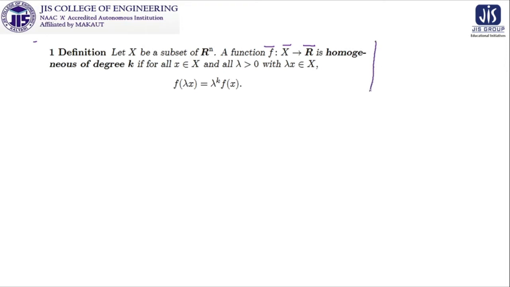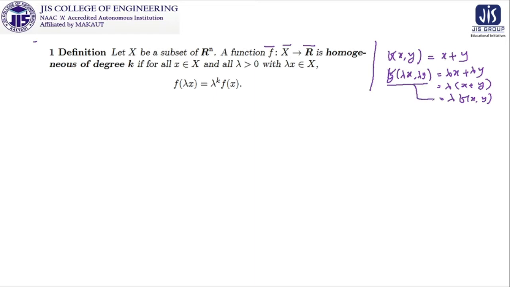We have also tested the process we have to follow. For two variables, take the function f of x y equal to x plus y. We substitute lambda x and lambda y in place of x and y, and we get lambda x plus lambda y, which we can write as lambda times x plus y. So ultimately, f of lambda x, lambda y is equal to lambda into f of x y. As it is represented in this form, it is a homogeneous function, and the power of lambda is 1, so it is a homogeneous function of degree 1.